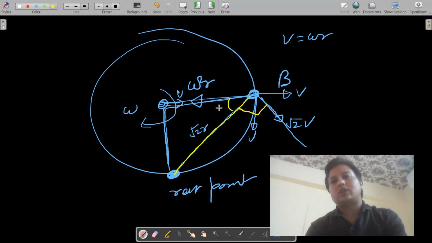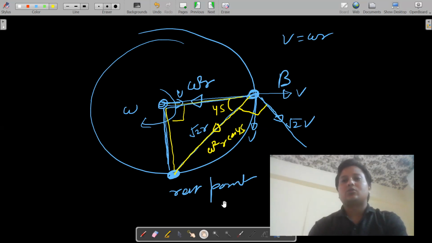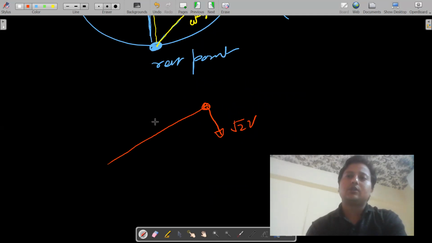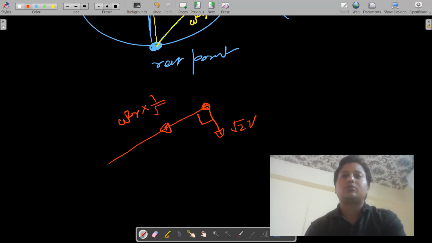And we know this angle is 45 degree because this is r, this is r, this angle is 90, so 45 degree. So what is the component of omega square r along this? That is omega square r cos 45 degree. So what we get for point B? Point B has a resultant speed of root 2 v, and has centripetal acceleration perpendicular to this resultant velocity, omega square r cos 45, which is 1 by root 2.